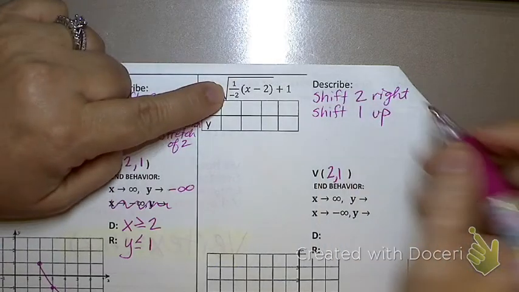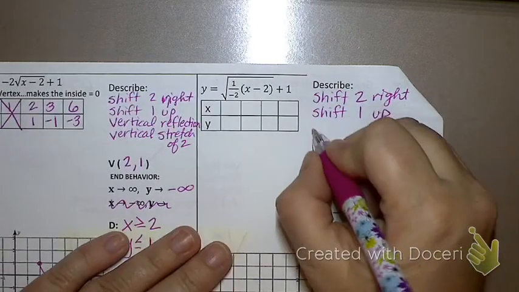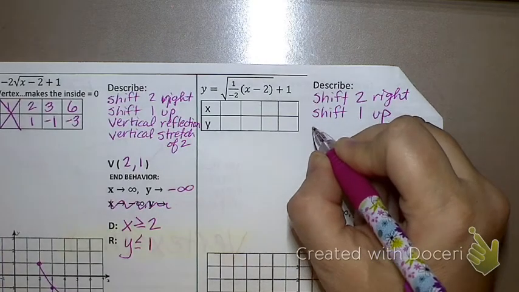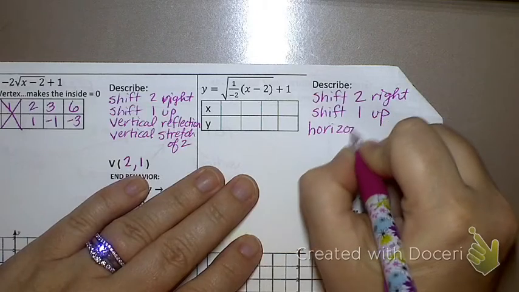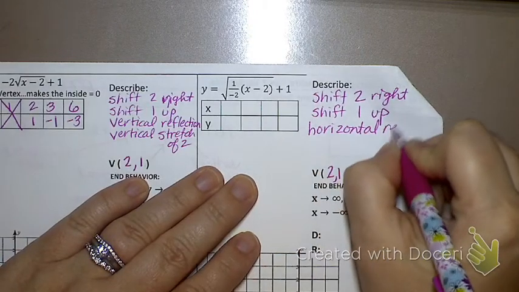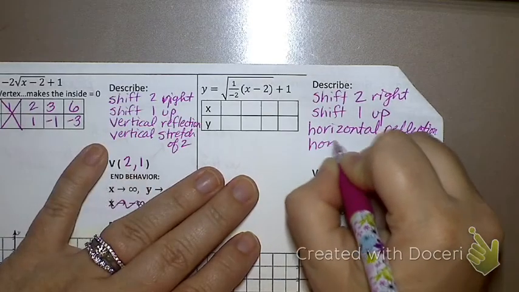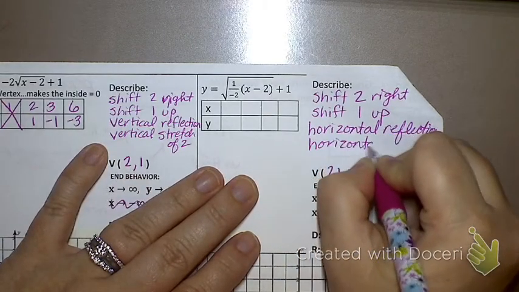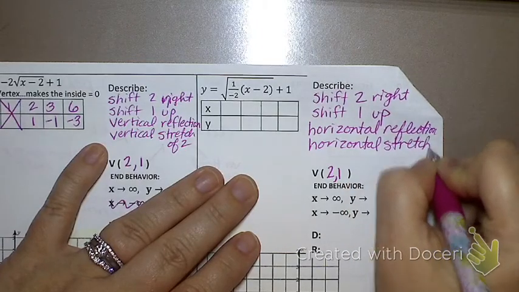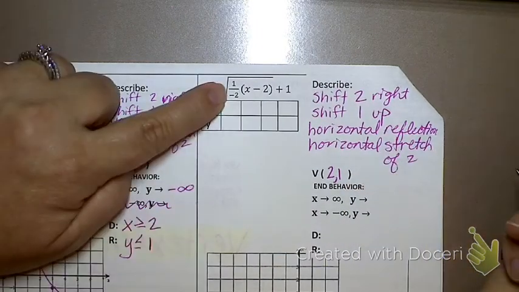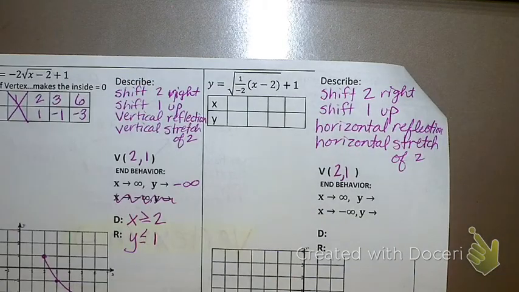And what else do we have? We have a B value of what? -2, not a half. Remember, B is just the denominator. So I have a horizontal reflection and a horizontal stretch of 2. Remember, even though that looks like 1/2, because B is 2, that makes it a stretch.